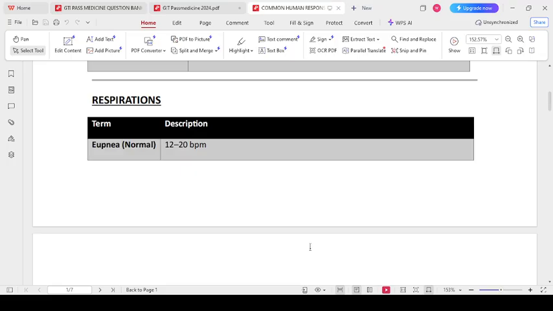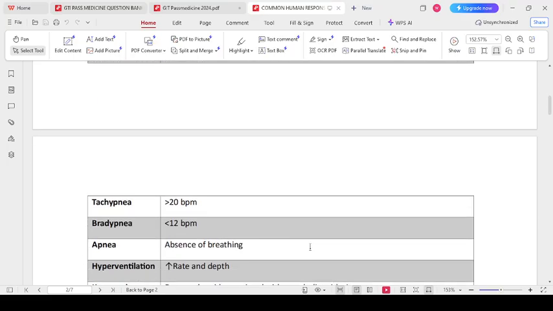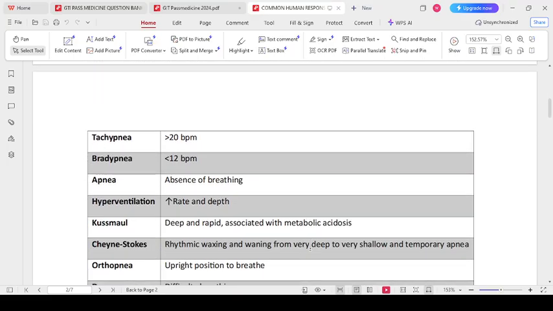Respirations, normal, it means eupnea, it's between 12 to 20 breaths per minute. Tachypnea is more than 20, and bradypnea is less than 12 breaths per minute. Apnea means absence of breathing, and hyperventilation means increased rate and depth of respiration.